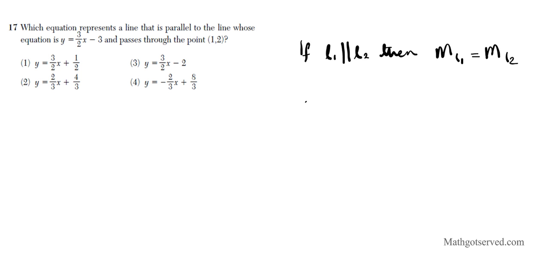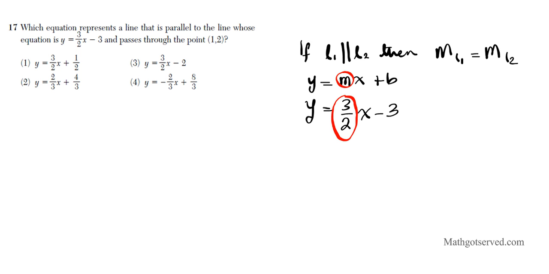So let's take a look at this equation, y equals 3 over 2x minus 3. How do I know the slope and the y-intercept? Well, I know the equation y equals mx plus b. Okay, so the coefficient of x is your slope. All right, so from this line, I can clearly see that my slope is 3 over 2. Okay, so m equals 3 over 2.